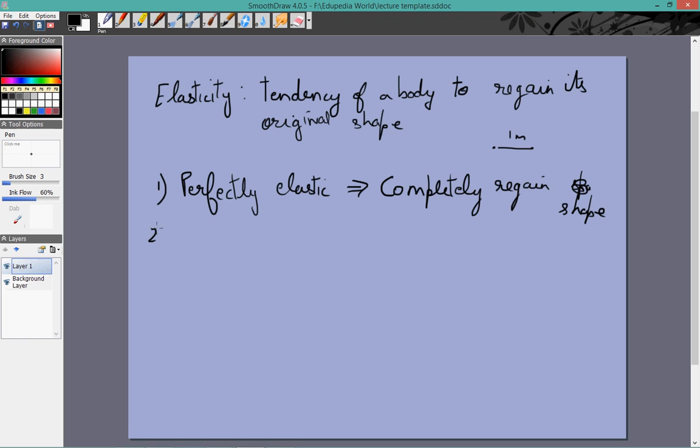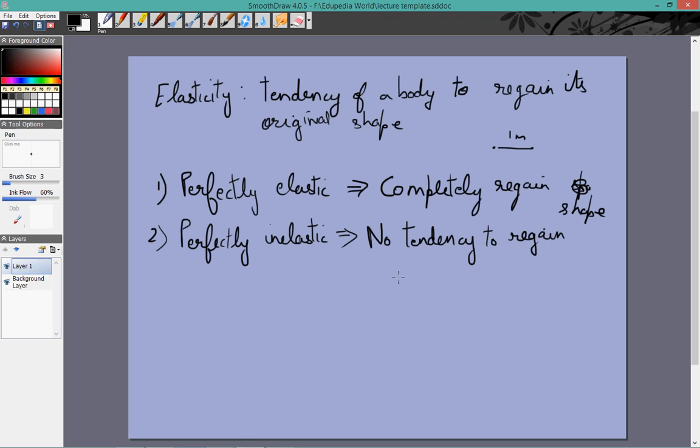Then there are bodies which are perfectly inelastic. These bodies have no tendency to regain their shape. Say you have a lump of clay. You could mold that lump of clay into any shape you want. If you manipulate it and make it into a disc, it will stay a disc. It will not come back to its original shape. These bodies are also called plastic. This is the generic use of the word plastic and is different from the standard way in which you use the word, which refers to a type of polymer.